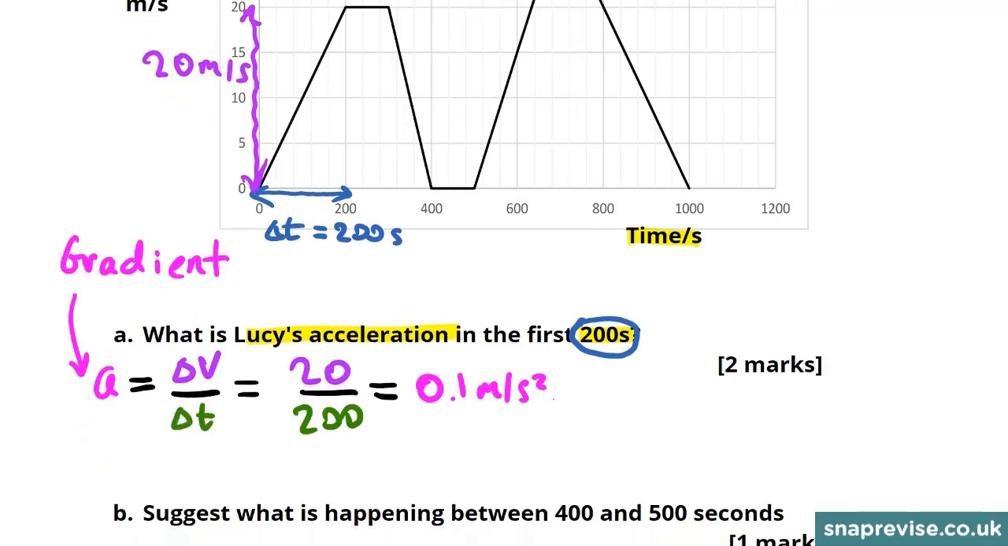In the next part of the question, we're asked to suggest what is happening between 400 and 500 seconds. And at this point, it's probably worth noting that since 5 of these squares represents 200, we can divide 200 by 5 to show that each square is worth 40 seconds. So if we take a look at the region starting at 400.